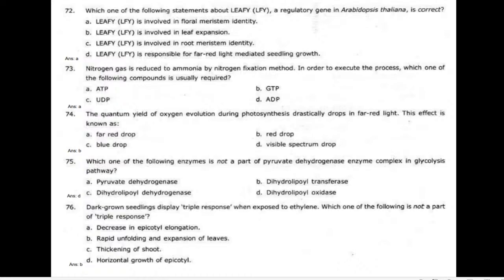About this Arabidopsis thaliana, just to go through this concept in the plant physiology unit, they ask many questions on it in exams. That is a basic thing. For genetic researchers, Arabidopsis is very important. So, the regulatory gene in Arabidopsis thaliana, which is correct?